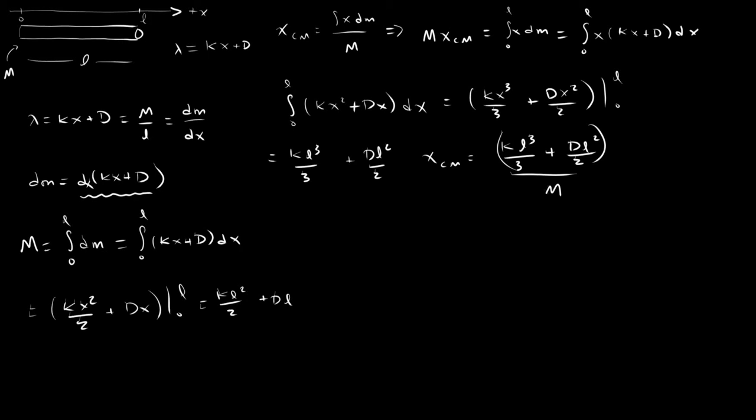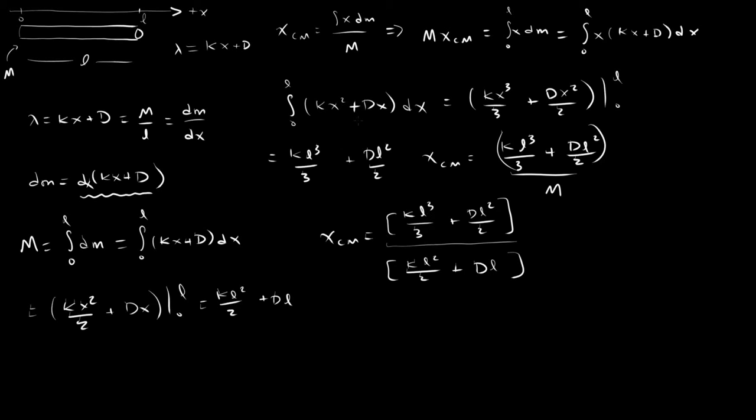Now if I plug this in for mass, then that turns into this. We find that the center of mass is equal to, there's no elegant way to write this, I just have to write it all out, kl cubed divided by 3 plus dl squared divided by 2, all divided by kl squared divided by 2 plus dl.